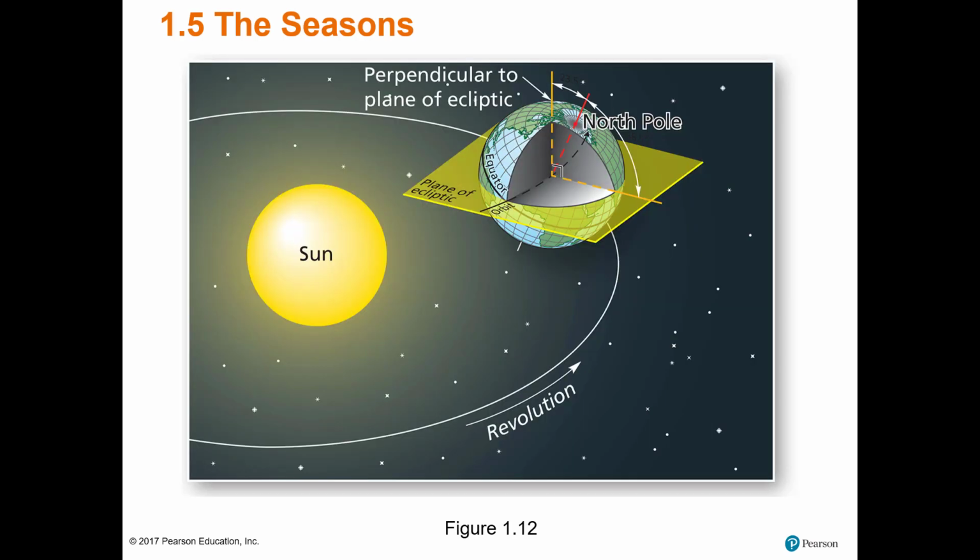So here is that plane of the ecliptic, and you can see that the red line here is showing you where the North Pole is tilted. The orange line would be where the North Pole would be located if the Earth were not tilted, and that's what we mean by perpendicular to the plane of the ecliptic. And that revolution, you can see that arrow representing the movement of the Earth around the sun.